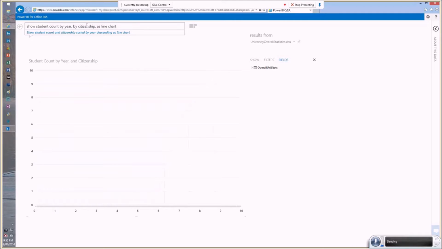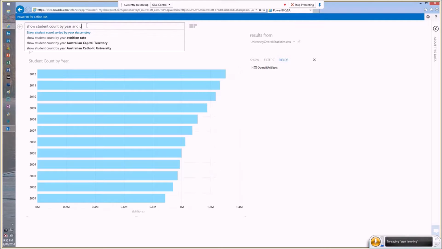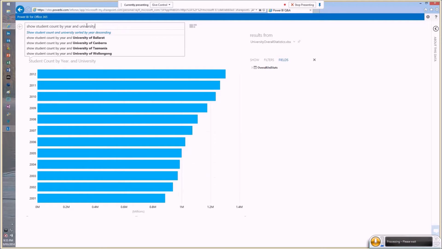I want to see it as a line chart. It's going to redraw it. And then you can see an interesting trend here where the overseas student line first starts to plateau and then starts to drop in the last 2 years while the domestic students keeps going. Maybe we want to see it a different way. So let's say show student count by year by university, for example.